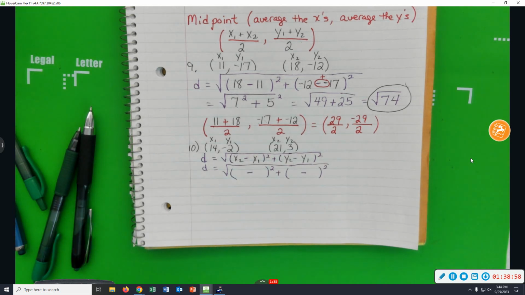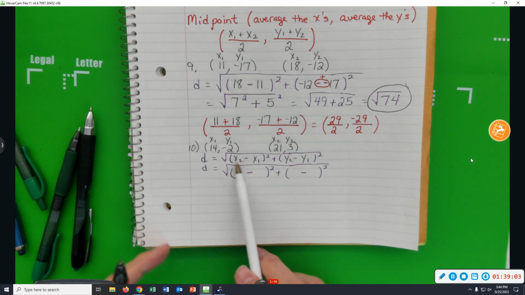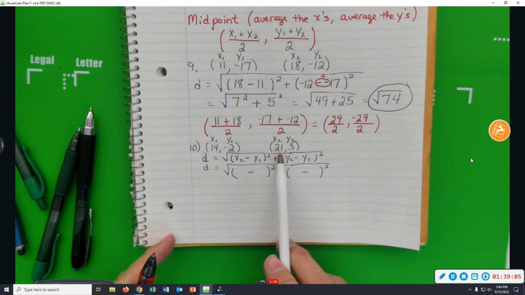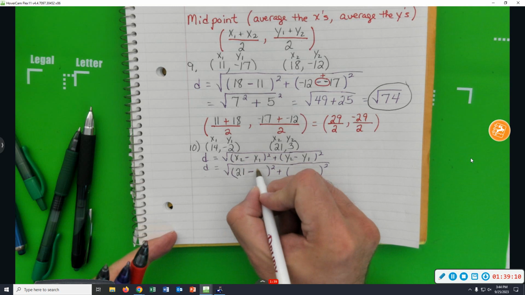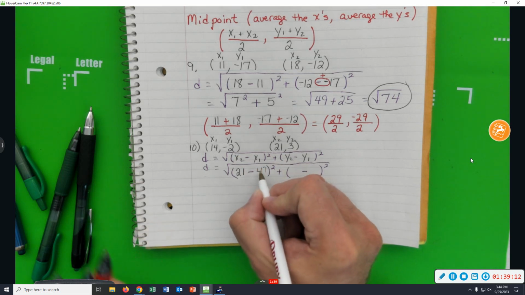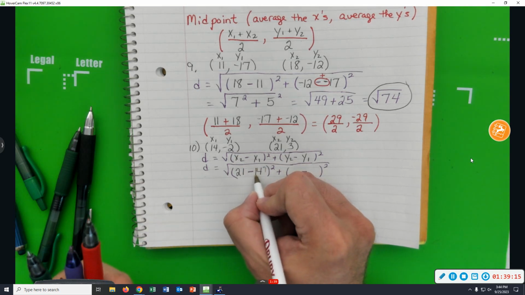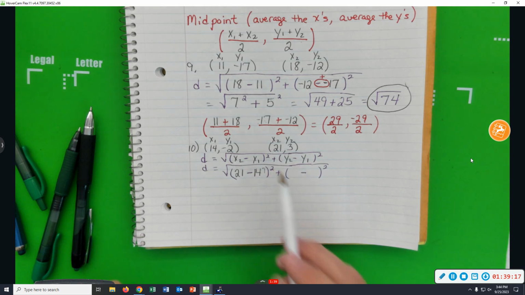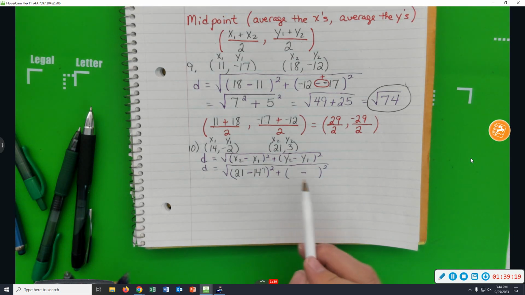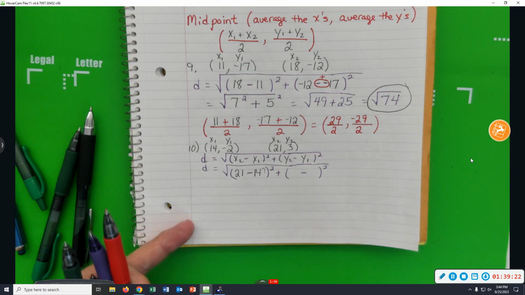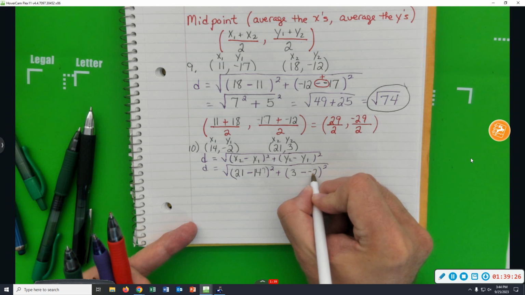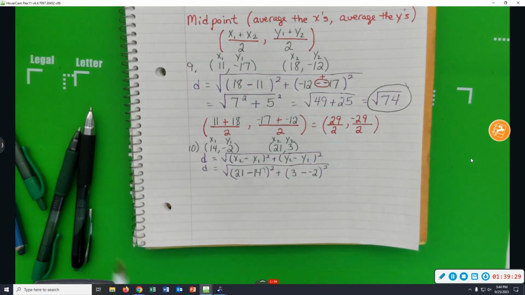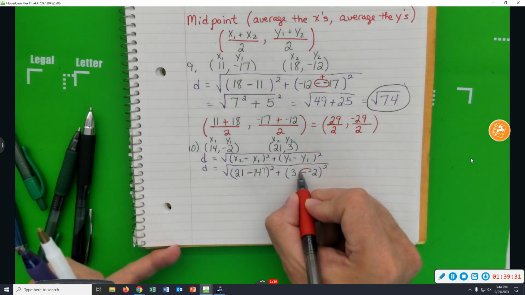Okay, so get started. x2 minus x1. So it's going to be 21 minus 14 squared plus, what am I going to write here? 3 minus a negative 2. So that's going to become a 3 plus 2 right there, isn't it?